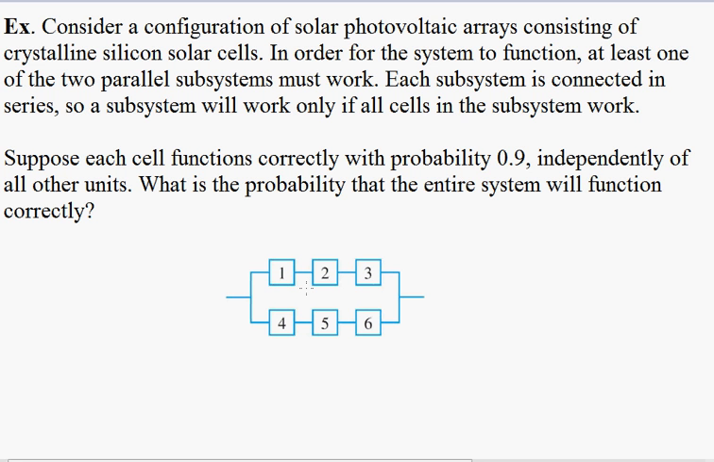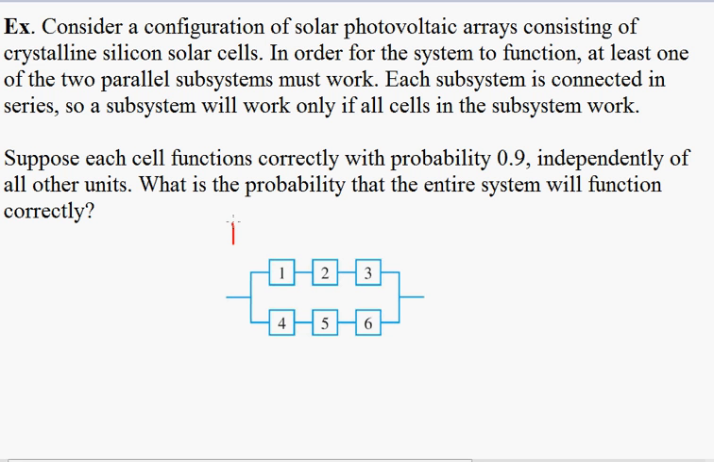Now each subsystem only works if all three of these that are connected in series will work. So if 1 works and 2 works and 3 works, then the whole top works. However, if any of them fail, then the top will not work. Similarly, for 4, 5, and 6, if all 3 of them work, then the bottom subsystem works. Otherwise, the bottom one does not work. So let's figure out the probability that the entire system will function correctly.